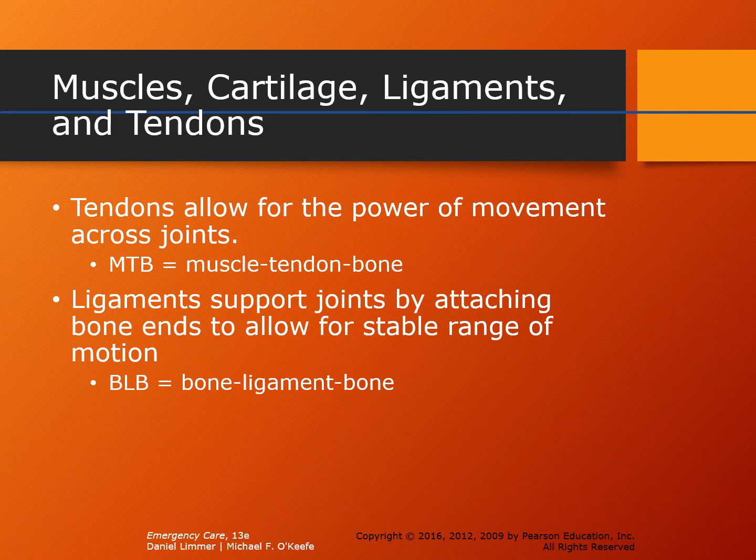Ligaments, on the other hand, support joints by attaching these bone ends so that we have a stable range of motion instead of just flopping about and having way too much range. The best way to remember that is bone, ligament, bone, or BLB. So if you are listening, for you to remember where tendons go, it's MTB, muscle, tendon, bone. For you to remember where ligaments go, it's BLB, bone, ligament, bone.